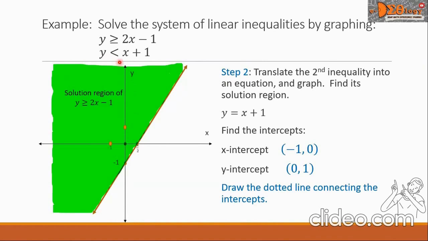So now, let us plot the intercepts. And it is here. The x-intercept is the (-1, 0). The point is here. And the y-intercept is (0, 1). And the point is here. Now, let us connect these 2 points by a dotted line. And here we go. This is now the line.